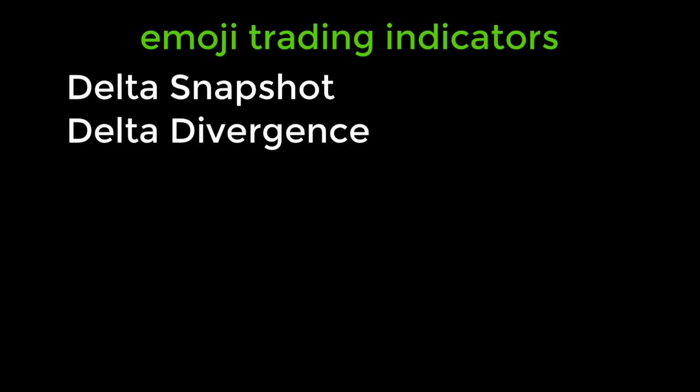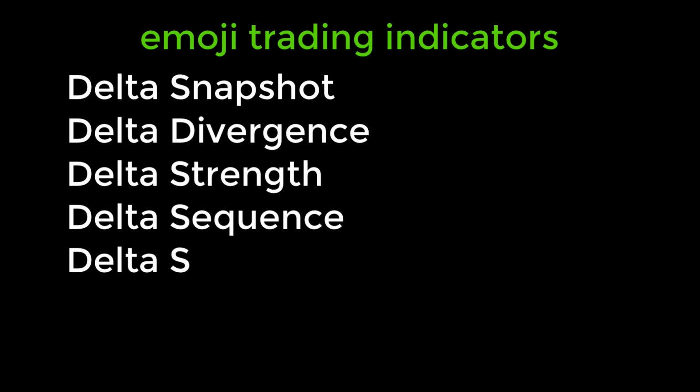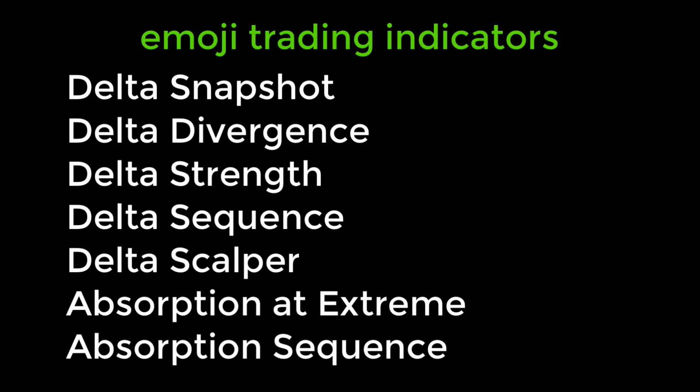The Emoji indicators we've used to highlight these concepts have been Delta Snapshot, Delta Divergence, Delta Strength, Delta Sequence, Delta Scalper, Absorption at Extreme, and Absorption Sequence.